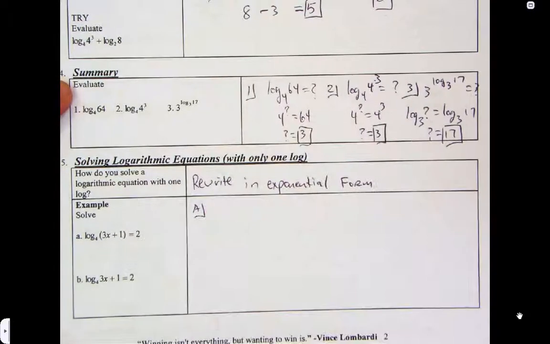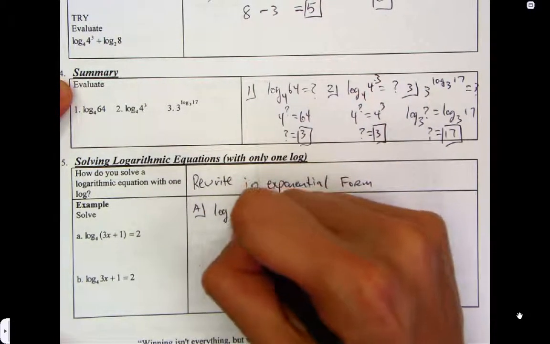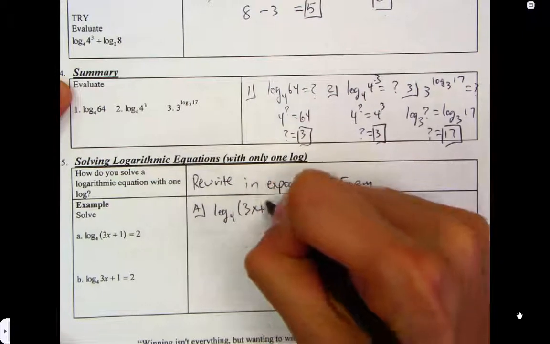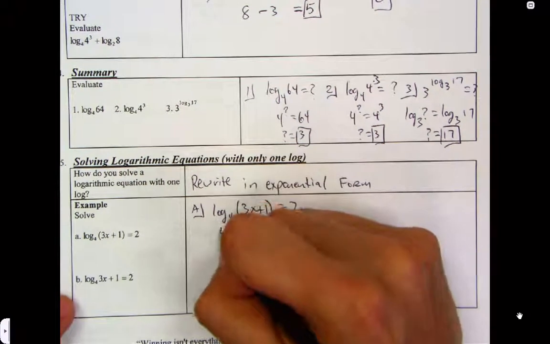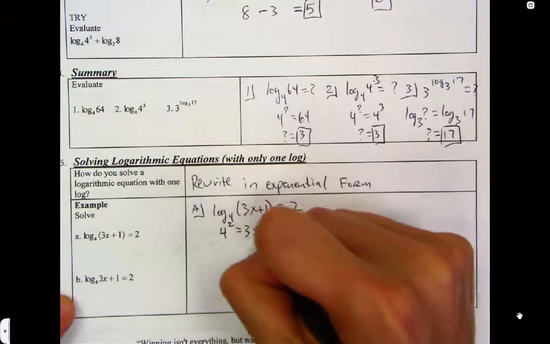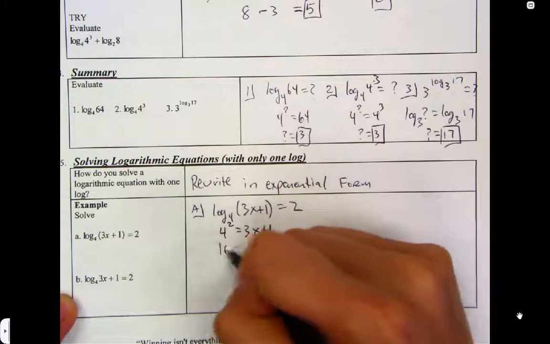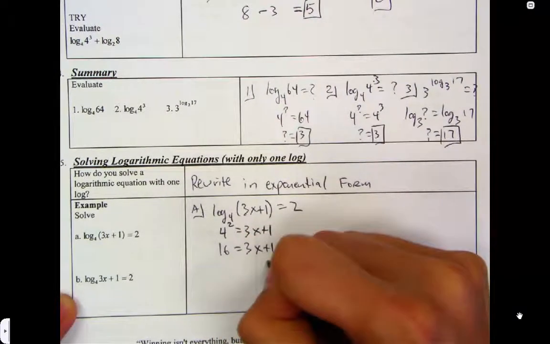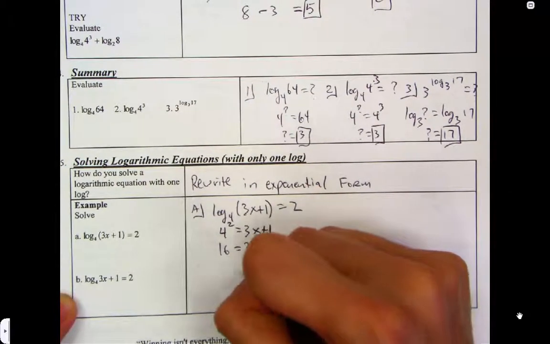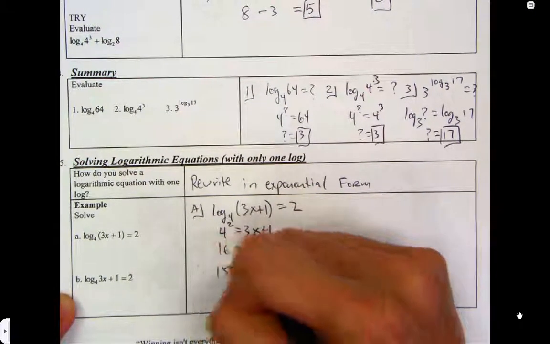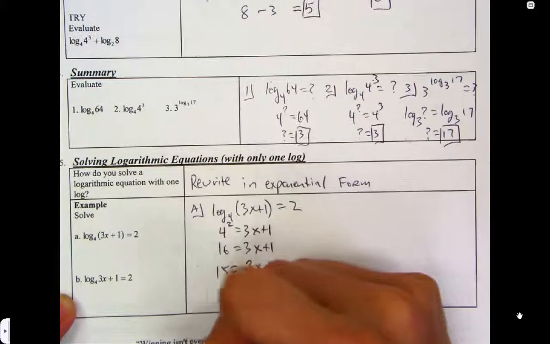A, log base 4 of (3x plus 1) is equal to 2. You see how the log is already by itself? So I'm going to rewrite this in exponential form. So this is going to be 4 squared is equal to 3x plus 1. 4 squared is 16, 3x plus 1. Now this is just an Algebra 1 equation, two steps. Subtract 1 on both sides, and divide by 3, so x equals 5.